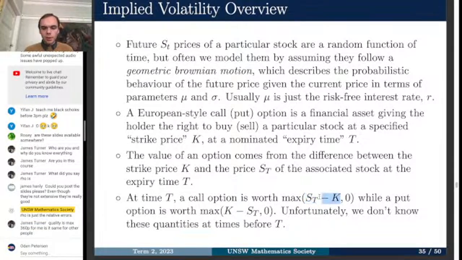So because of this, in the event where the market price is higher than the strike price, we'll make a profit by exercising the option. If it's lower, we don't have to. So we'll just make zero profit and zero loss. And for a put option, it's sort of the opposite. We can sell, so we'll do that if the stock price is lower than the strike price, and otherwise we'll do nothing.